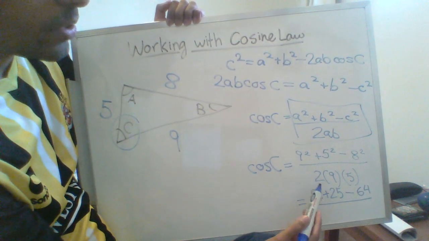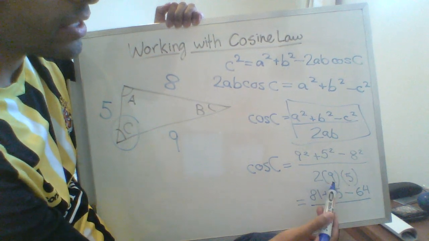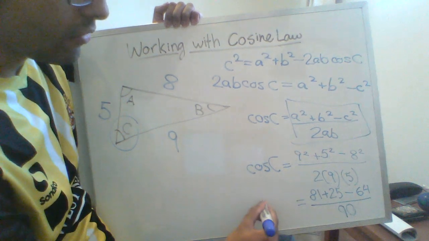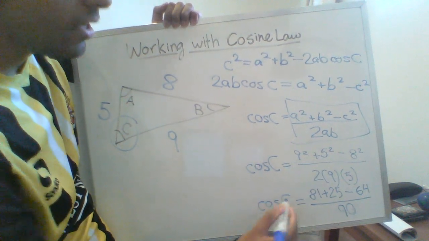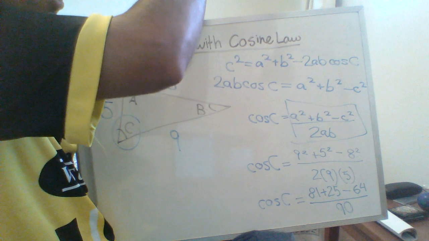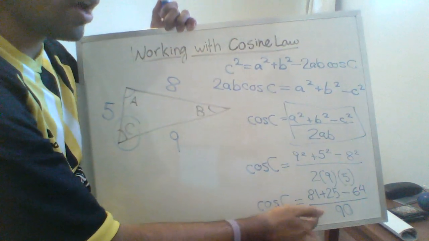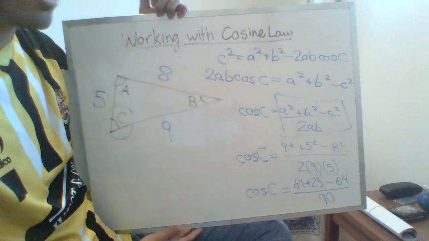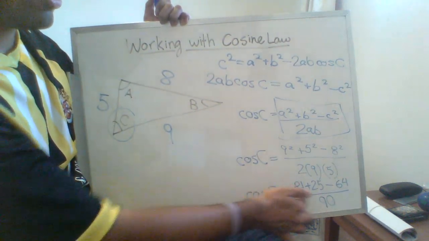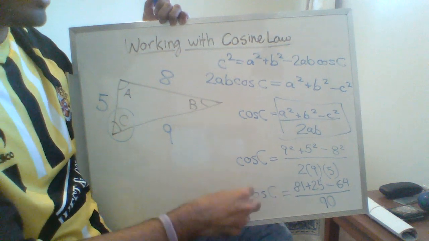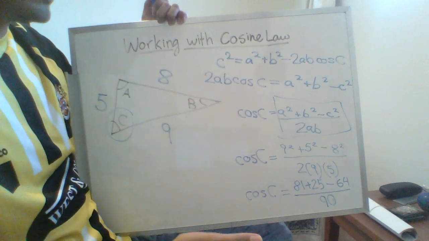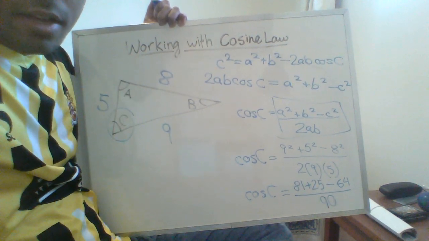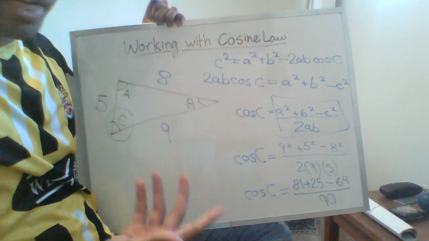Then in the denominator you have, well, 2 times 5 is 10, times 9 is 90. So you have cosine of c. Now at this point you could try and get a number at the top and a number at the bottom and figure it out by yourself, or you can just take all of this and plug it into your calculator. 81 plus 25 minus 64, get an answer, divide it by 90, and you get some number, right?